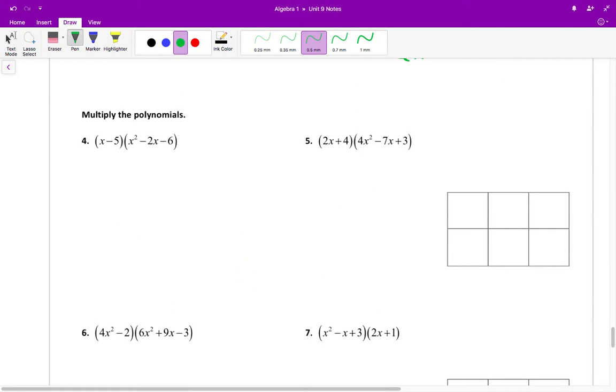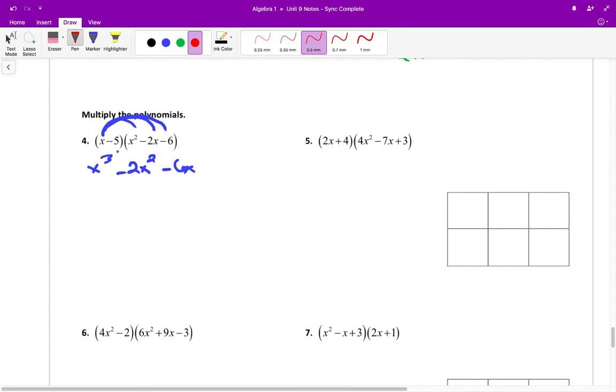Okay, so when we are multiplying, what you have to do differently is you just have to multiply by everything that's in parentheses. In other words, you have to take x, multiply by x squared to get x cubed. Then take x, multiply by negative 2x is a negative 2x squared. And then x multiplied by negative 6 is minus 6x. Okay, so there's the first round of distributing.